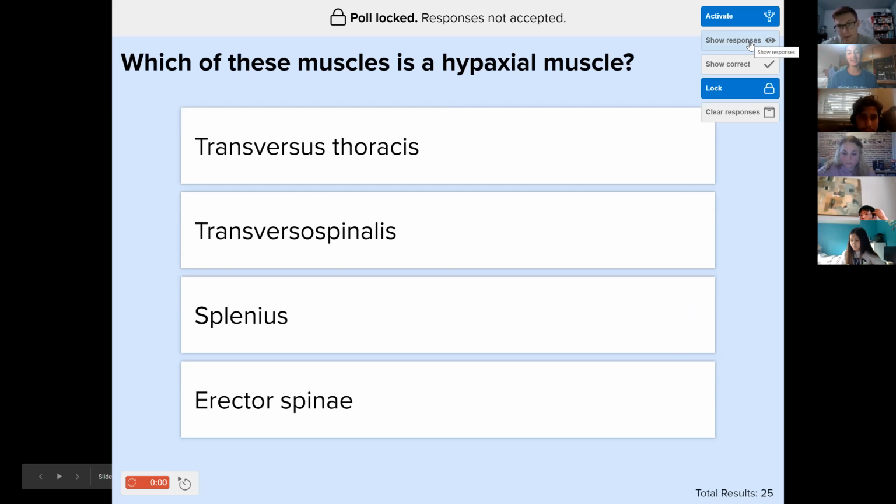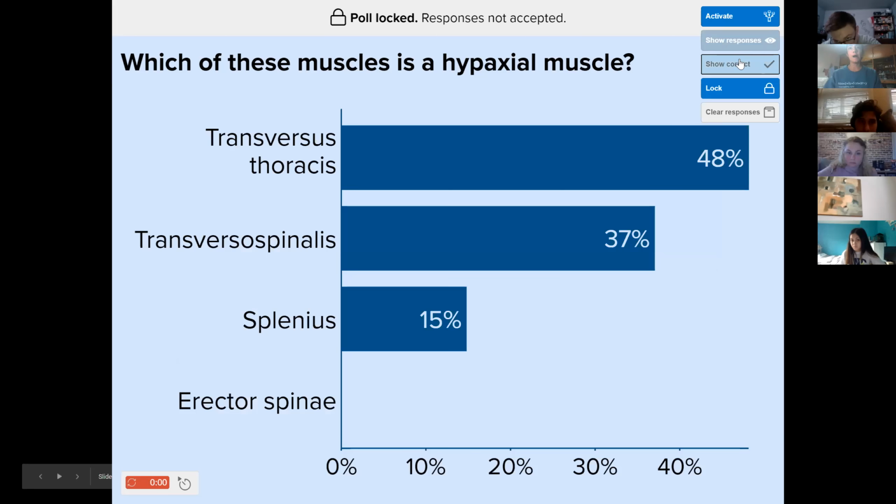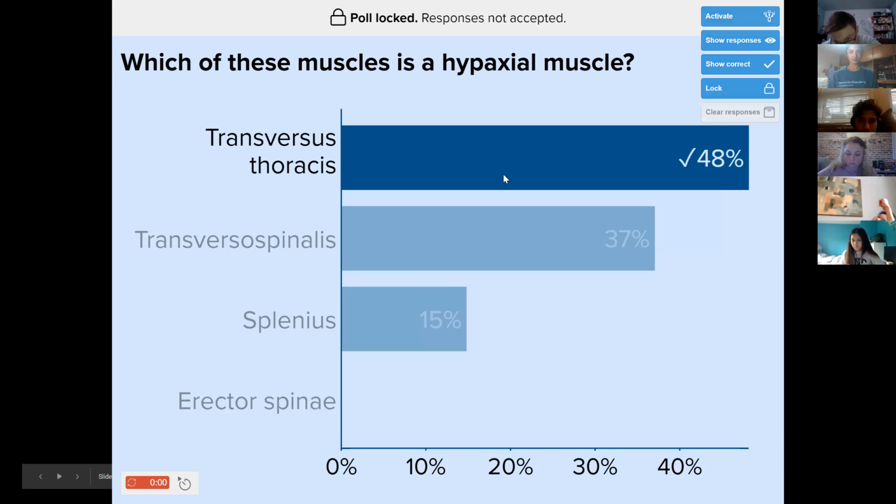We talked about this in the beginning, epaxial versus hypaxial. Epaxial is going to be three muscles, and they're actually on the screen, and then hypaxial is everything else. So which of these are the epaxial muscles? You already said the erector spinae was on the other slide. And of course, we know the splenius is an epaxial muscle, and the transversospinalis. So the correct answer is going to be transversus thoracis. That is our hypaxial muscle. Are there any questions on this question? No? So just really quickly, so that we make sure we nail it in, what are our three epaxial muscles?